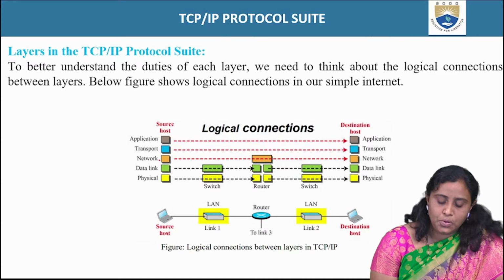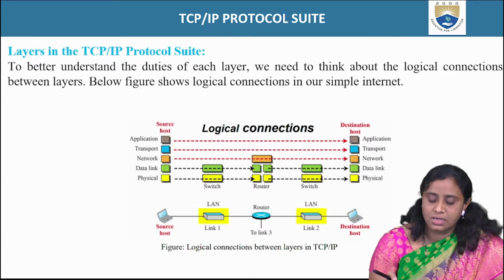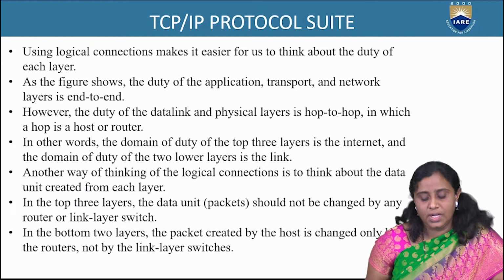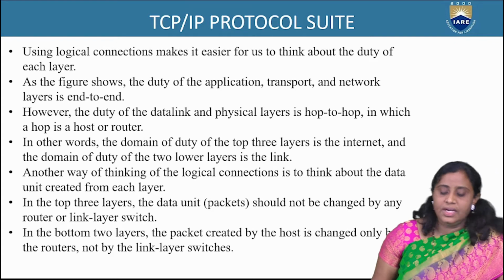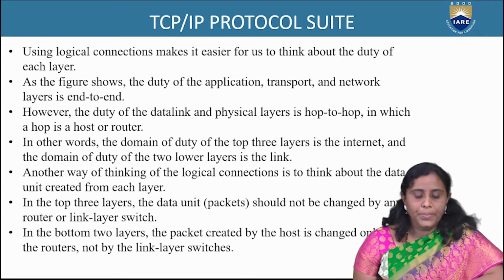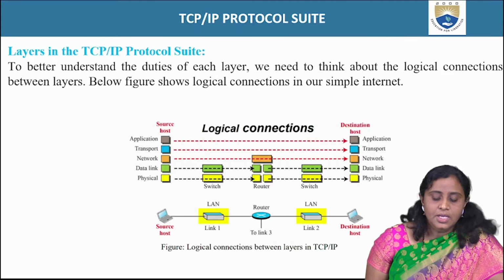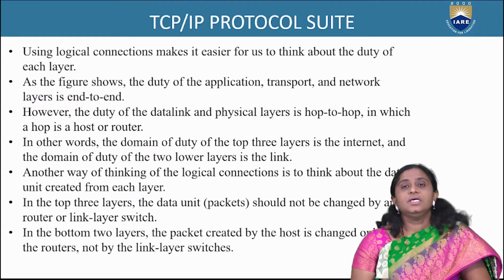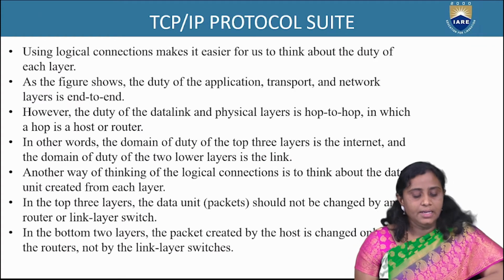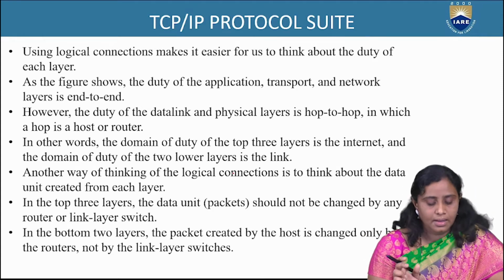The application layer and the transport layer also have end-to-end network communication, or the message passing, we have to see under the application layer and the transport layer. Coming to the duties of the data link and the physical layer, it is hop to hop, in which the hop is a host or a router. In other words, the domain of the duty of the top three layers is the internet, and the domain of the duty of the two lower layers is nothing but the link.